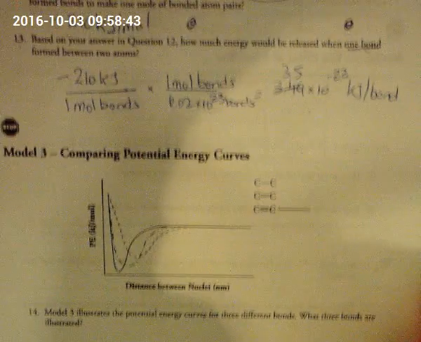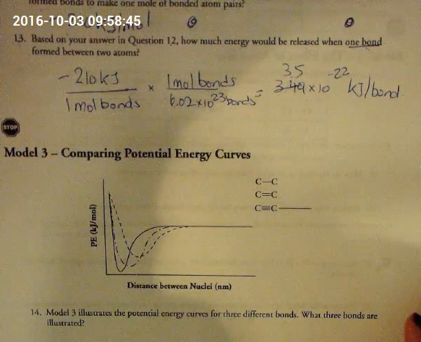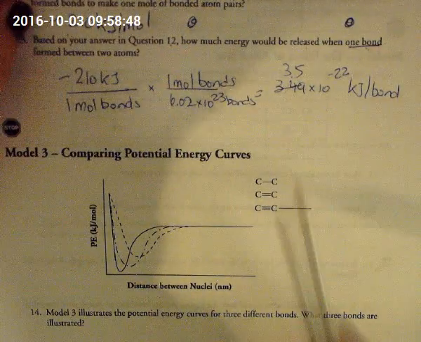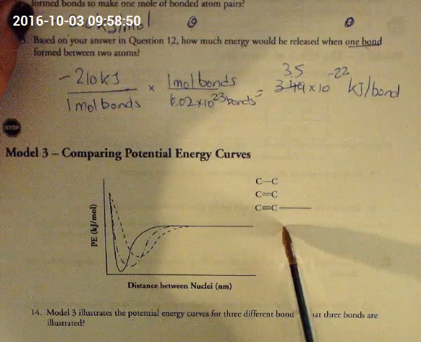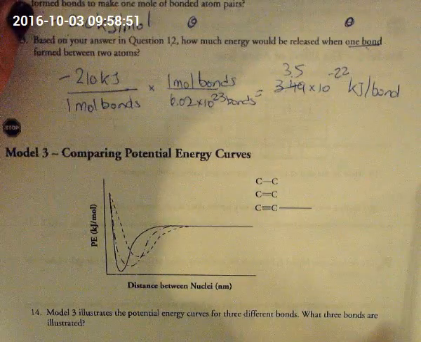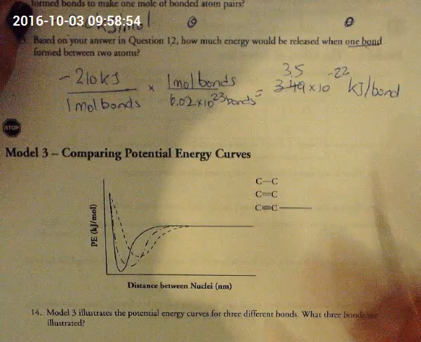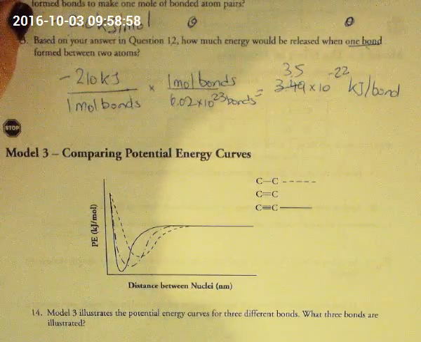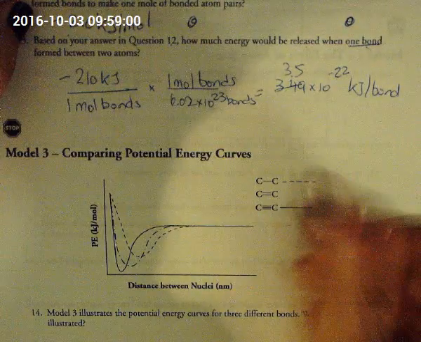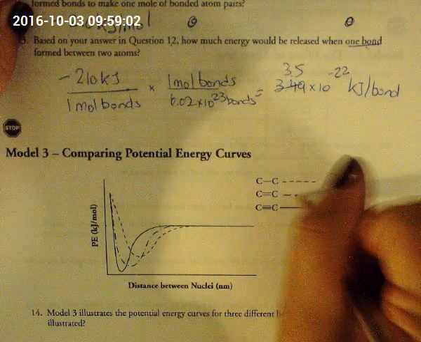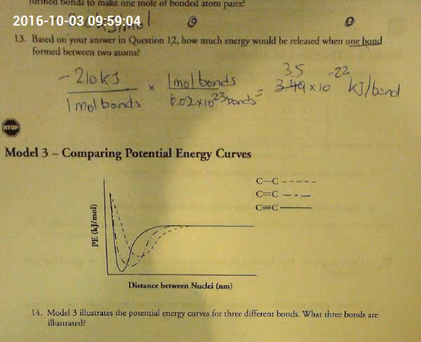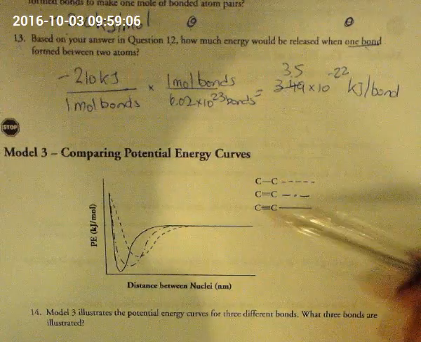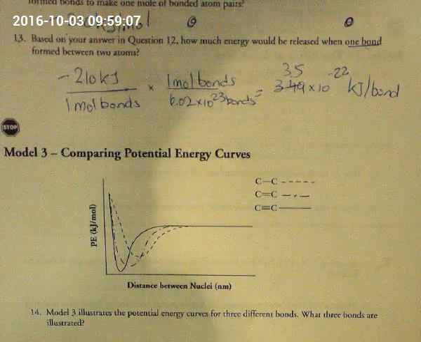All right, let's take a look at Model 3. One of the things that I didn't realize when this came back from the copy center was that your legend here was incomplete. All right? So the carbon-carbon single bond is represented by the dashed curve. And then the carbon-carbon double bond is the dash separated by dots. All right? And then the solid line is the carbon-carbon triple bond.